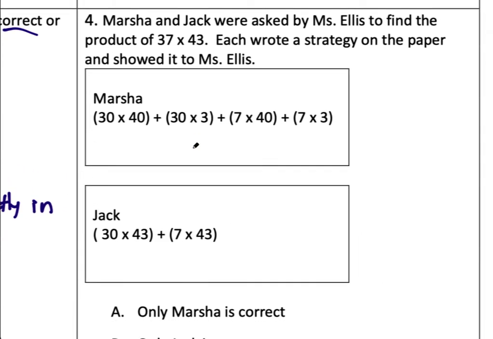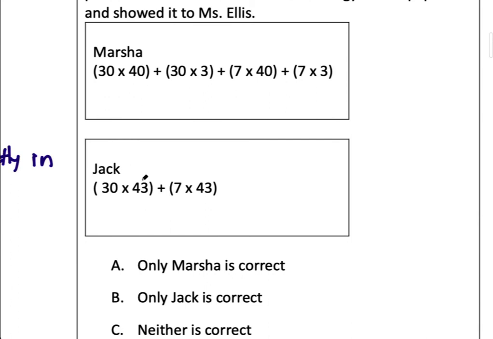Marcia and Jack were asked by Miss Ellis to find the product. That means to multiply. 37 times 43. Each wrote a strategy on the paper and showed it to Miss Ellis. Here's Marcia's strategy. It looks like she used the distributive property. And here's Jack's strategy. And it looks like he also used the distributive property.